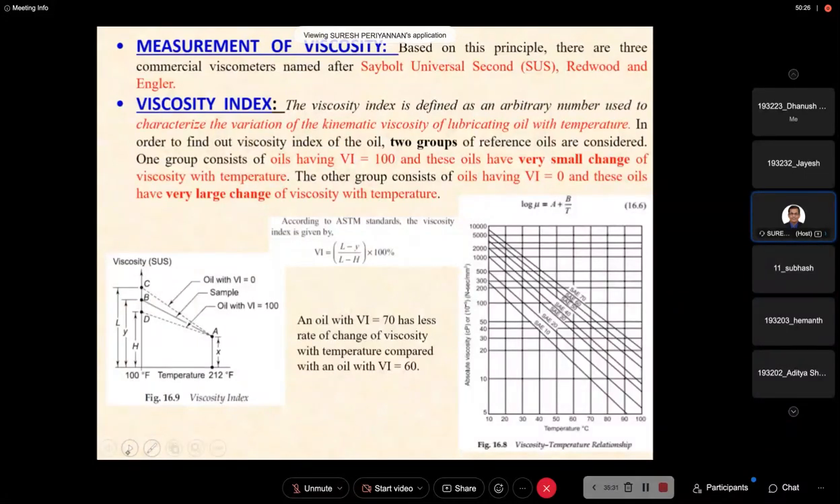Hence, we are using some standard methods for measuring the viscosity of the fluid. The popular methods are the Saybolt viscometer, the Redwood viscometer and the Engler viscometer. In these popular methods, we determine the viscosity by measuring the time required for a given volume or capacity of oil to pass through a standard test tube diameter. That standard test tube is nothing but a capillary tube. We are using a standard capillary tube for finding the viscosity of the fluid.